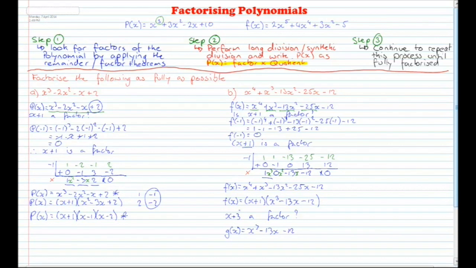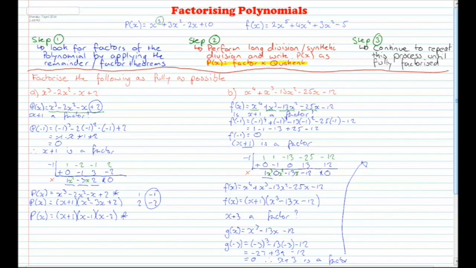And we want to see if x plus 3 is a factor, so we go g of negative 3 is equal to negative 3 cubed minus 13 times negative 3 minus 12. That's equal to negative 27. Negative 13 times negative 3 is positive 39 minus 12. And negative 27 plus 39 minus 12 is actually equal to 0. Therefore, x plus 3 is a factor. Alright, I'm going to come up here now and we're going to continue on with the rest of it.